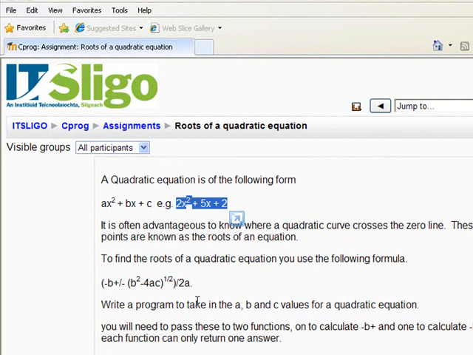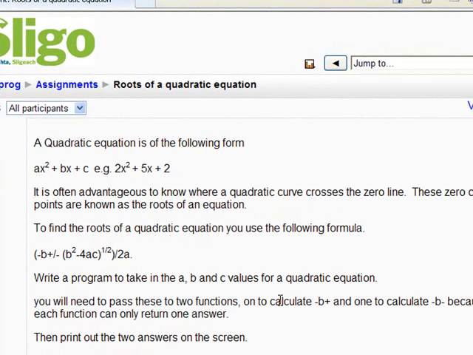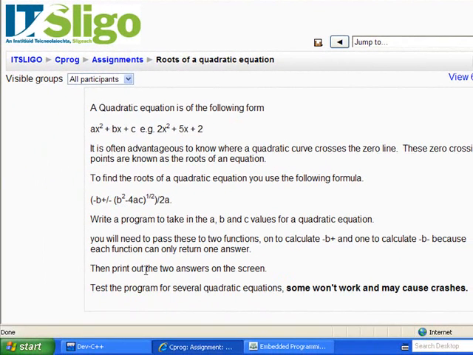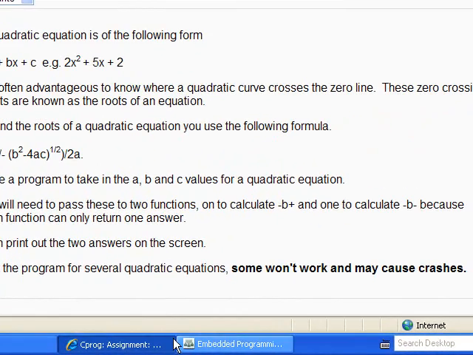So we'll write a program to take in a, b, and c values for the quadratic equation. You'll need to pass these to two functions to calculate the minus b plus and the one to calculate the minus b minus. So you can see there's a plus or minus here because each function can only return one answer. Then print out the two answers on the screen. Test the program for several quadratic equations. Some won't work and may cause crashes, and I'll explain that in a moment.